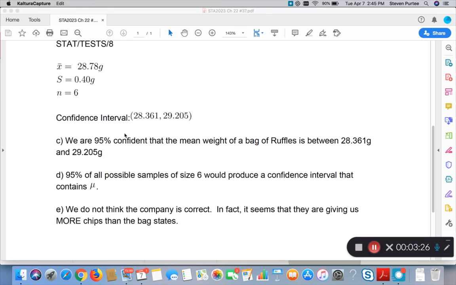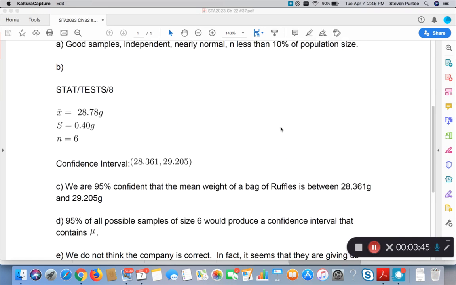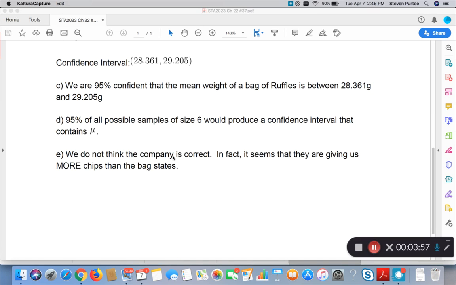The interpretation of 95% confidence is 95% of all samples of this sample size would give us a confidence interval that contains mu. And now the company says, you read on there, this bag of Ruffles contains 28.3 grams. Well, according to our interval, it contains at least 28.36. We're 95% sure that the answer is between here and here. So our interval says they're actually giving us more than they claimed on average.